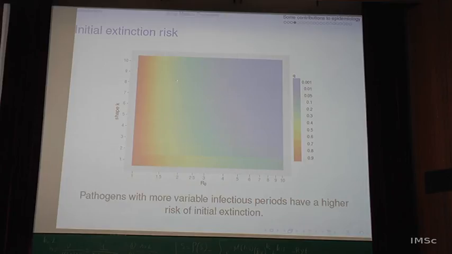There is more blue above than here. And that means that pathogens that have a more variable infectious period actually have a greater chance of getting extinct initially. So usually when you use an exponential distribution, you kind of overestimate the variability of the infectious period. That means that you're going to be a bit optimistic about the chance of the pathogen going extinct quickly.